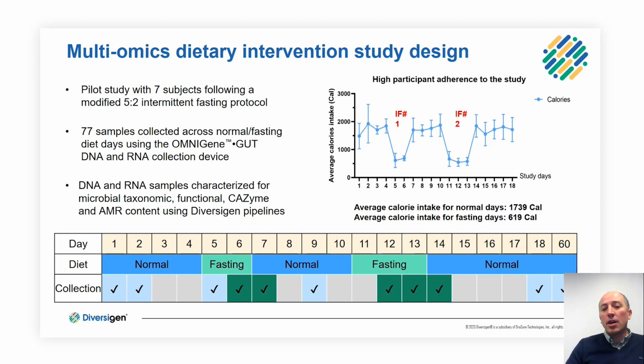And just to show you participant adherence to the study, this is a graph showcasing average calorie intake for the 7 donors. As you can see, we see a drastic drop in calorie intake during the fasting days. We're talking about on average about 620 calories per day, as opposed to close to 1,800 calories on average per day for the non-fasting days. So it's about a 2.8-fold drop in total calorie intake.